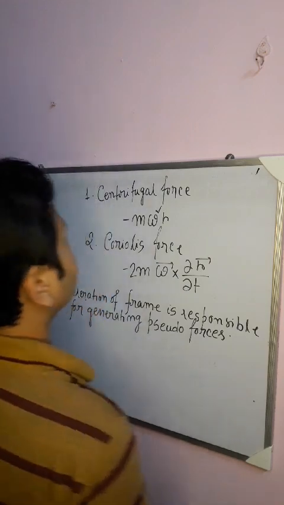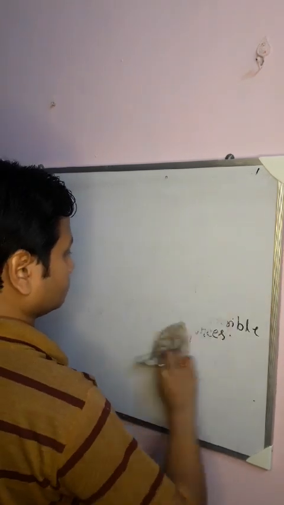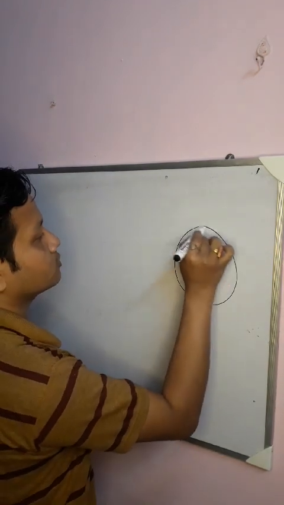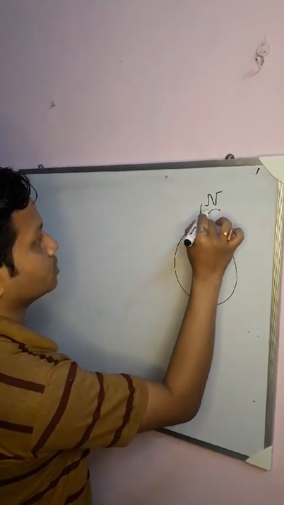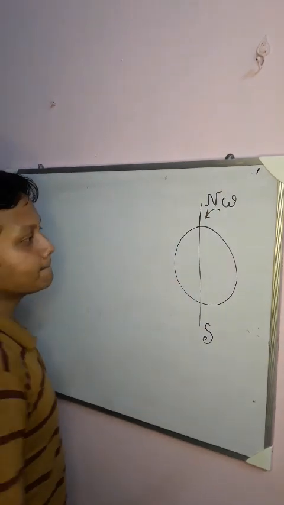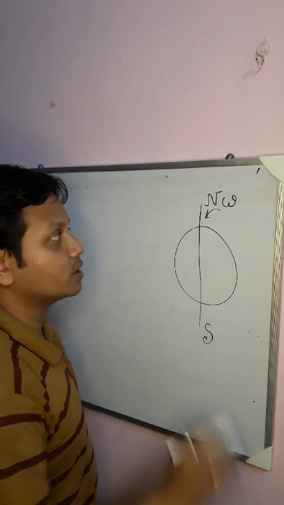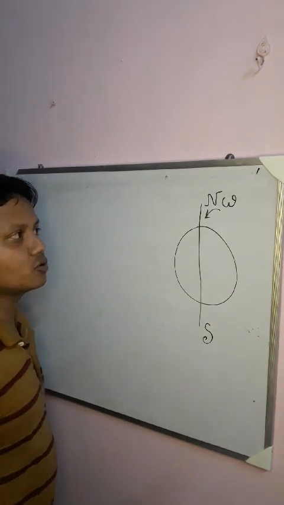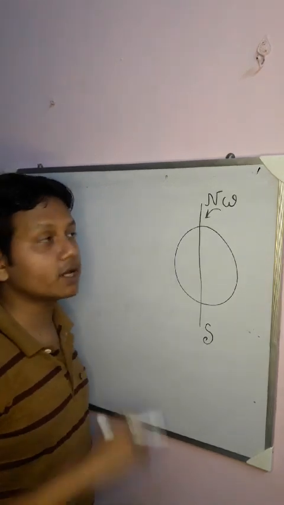So now let us come to another issue. Suppose the earth is rotating about the north-south poles with an angular velocity omega from south to north. Suppose we know this, that the earth is rotating about the north-south poles. Now we consider a frame S dash rotating with respect to an inertial frame.